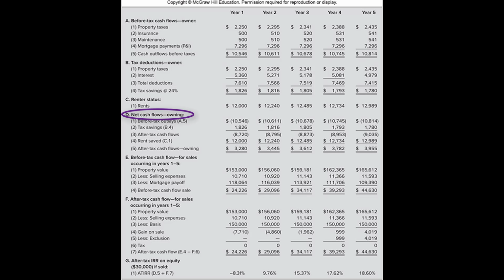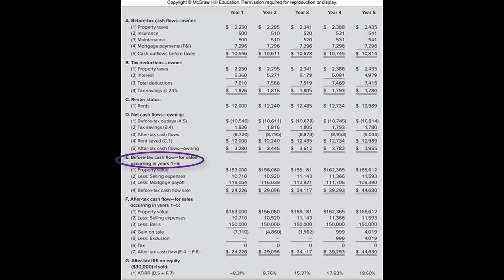And now we're going to compare that to the rent. In this scenario, we're looking at it from the owner's perspective, and we're saying that the owner, because they chose to own instead of rent, they're saving those rent payments. So the rent payments saved are the $12,000. And so now we get our after-tax cash flows to owning. And then in this example, we're going to assume that after 5 years we'll sell.